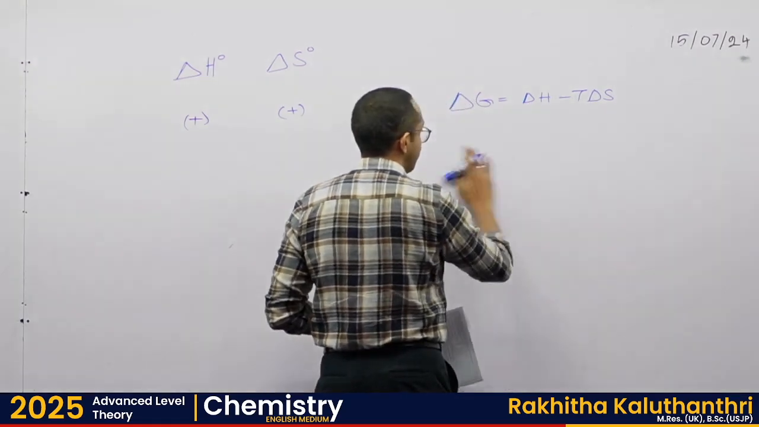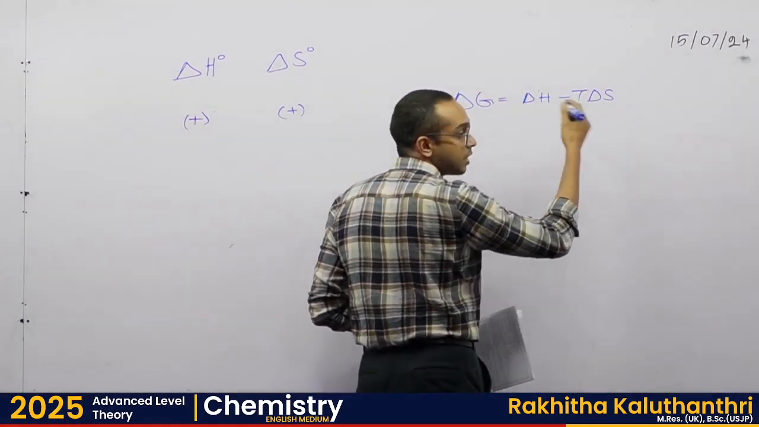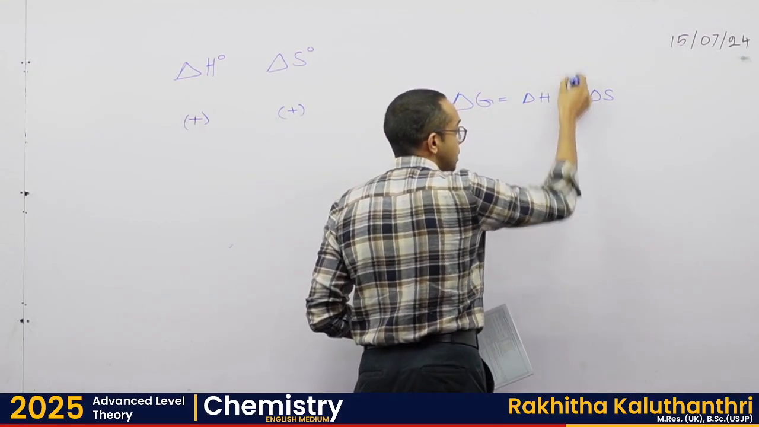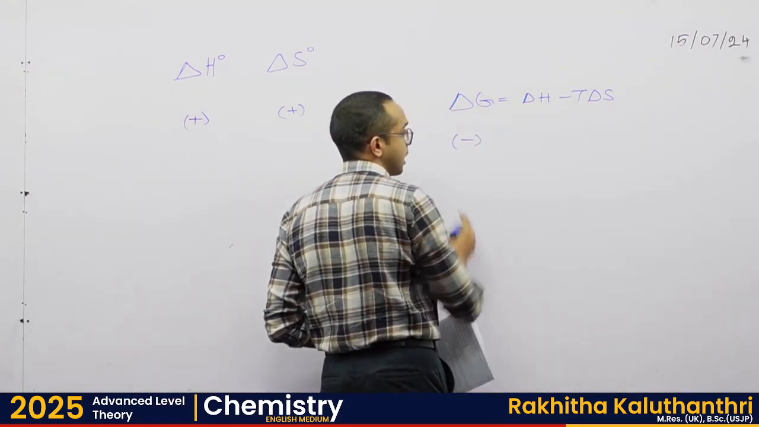What could be the reason? That means S is negative. Yes, S could be negative. So students, if this is higher, now we'll take this example. We have to have this negative.